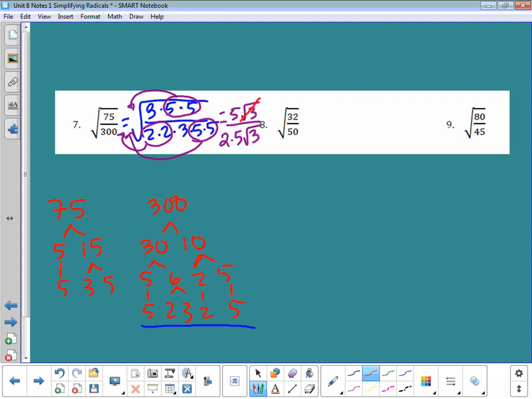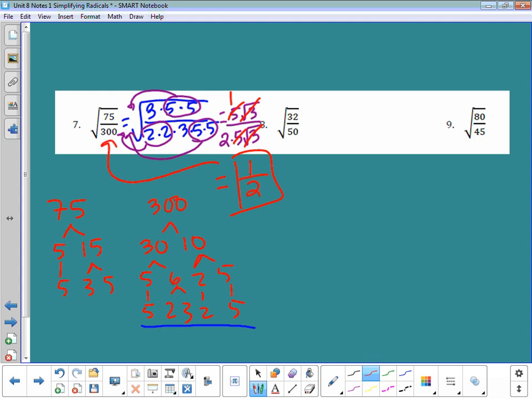Square root of 3 divided by the square root of 3, we know that any number divided by itself is 1. So I can cancel it, I can get rid of it. Same thing with 5 over 5. So I've canceled the whole top, leaving me with a 1. My answer here becomes 1 divided by 2, or 1/2. That's the most simplified version. So there's yet another representation of 1/2.